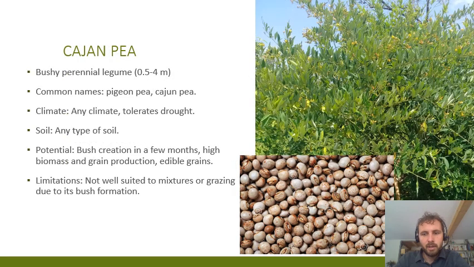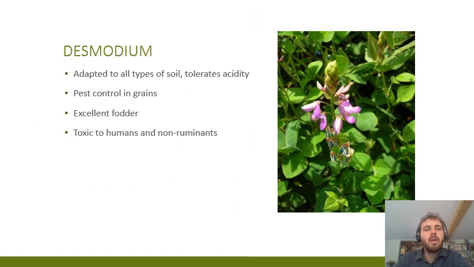You can use cajan pea or pigeon pea. It's a bushy perennial legume. It grows really well in any type of soil. It creates a bush quite rapidly and produces a lot of biomass. It can also produce grain that you can eat or feed to animals. But since it makes this big bush, it's not really suited to mixture or grazing. You can use desmodium, which, as we see in the push-pull, also in the crop association part, can be interesting to control pests in cereals. It's also an excellent fodder that can be used for ruminants.